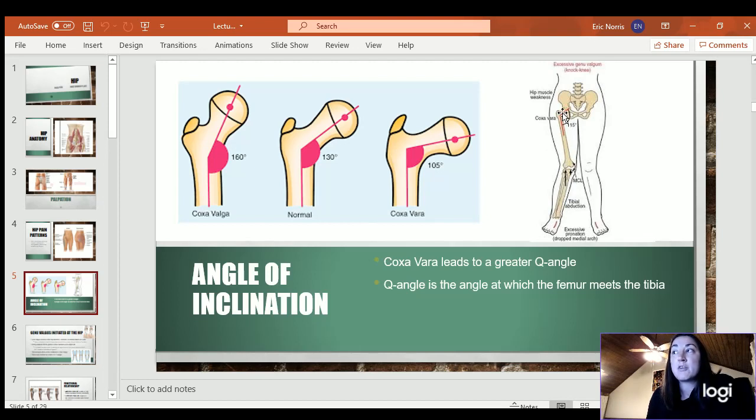And when we have a greater Q angle, it puts more tension on the medial aspect of the knee, on the medial ligaments, like the ACL, MCL. And so it sets us up for an injury. It makes it more likely for that patient to get injured. So coxa vara increases the Q angle and makes it more likely for the patient to have a knee injury.